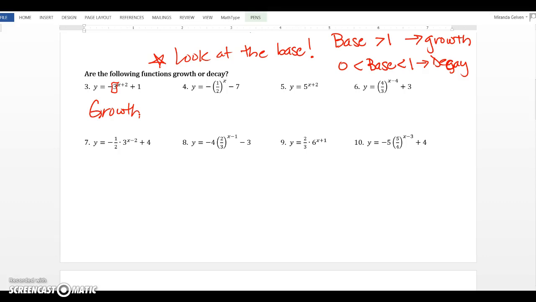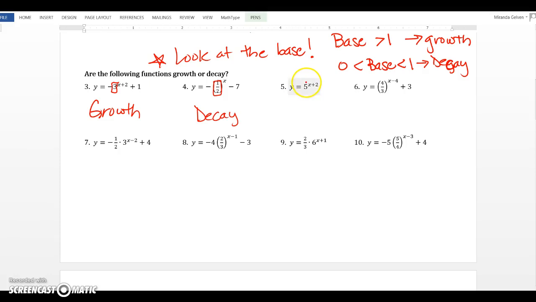Pretty easy, right? Number 4, I take a look only at the base, ignore everything else. So I take a look here at the 1/2. That is in between 0 and 1. That makes this graph decay, which means from left to right, the y values are getting smaller.